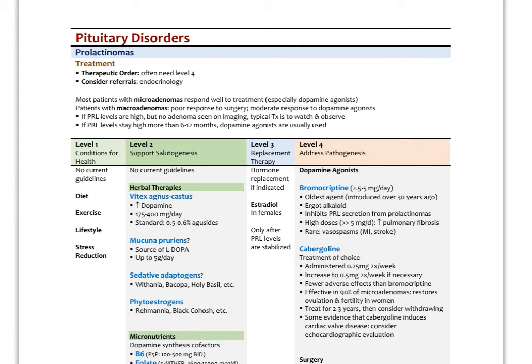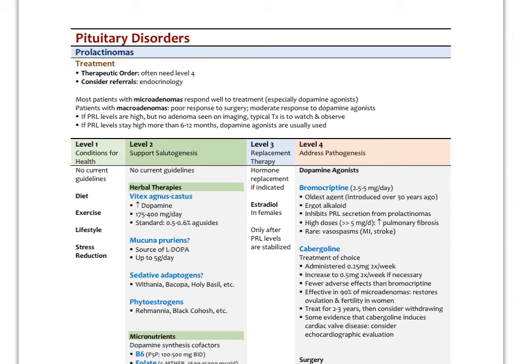Now, how are prolactinomas treated? Usually we're going to need level 4 therapies here, and we might consider a referral to endocrinology. That said, a lot of primary care physicians are capable of managing smaller adenomas. But for the larger tumors and ones that are not responsive to therapies, you're going to want to refer on. Most patients with microadenomas respond well to treatment, especially the dopamine agonists. Again, macroadenomas will have a poorer response.